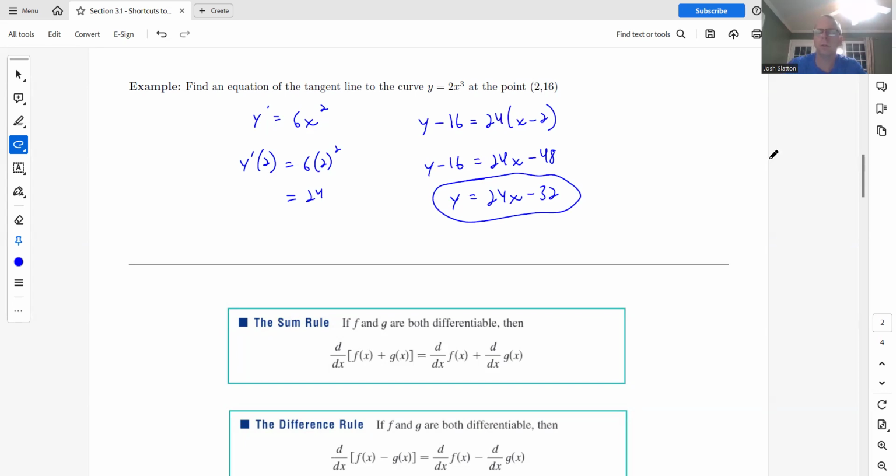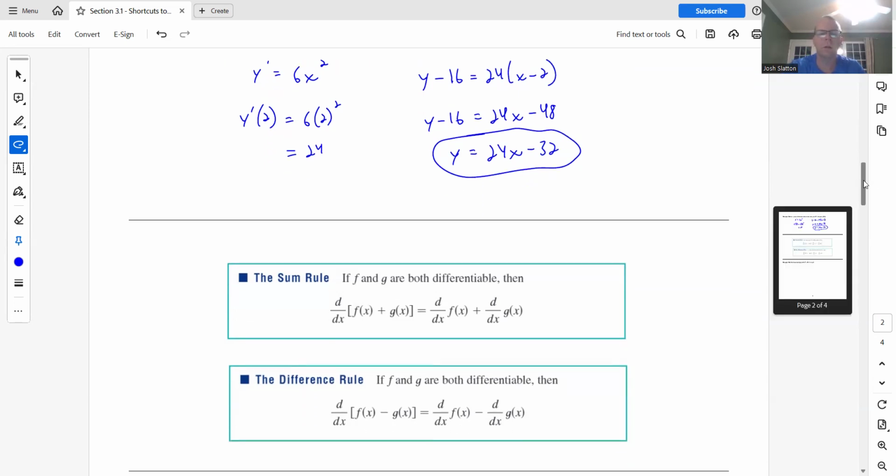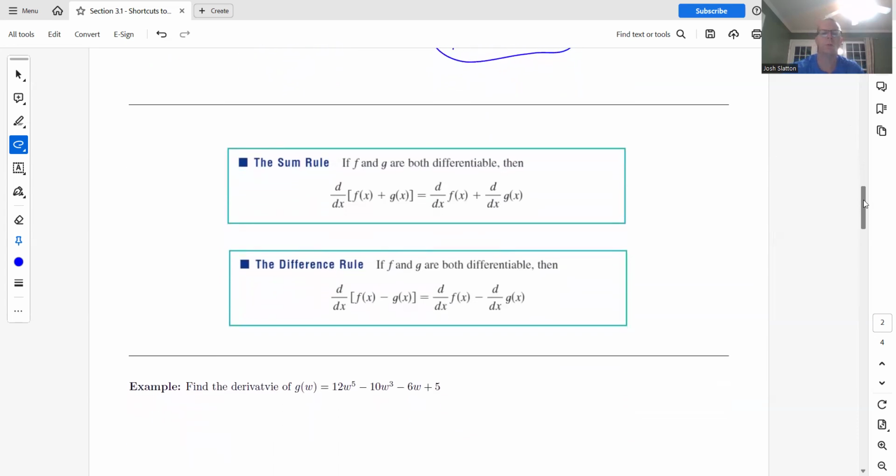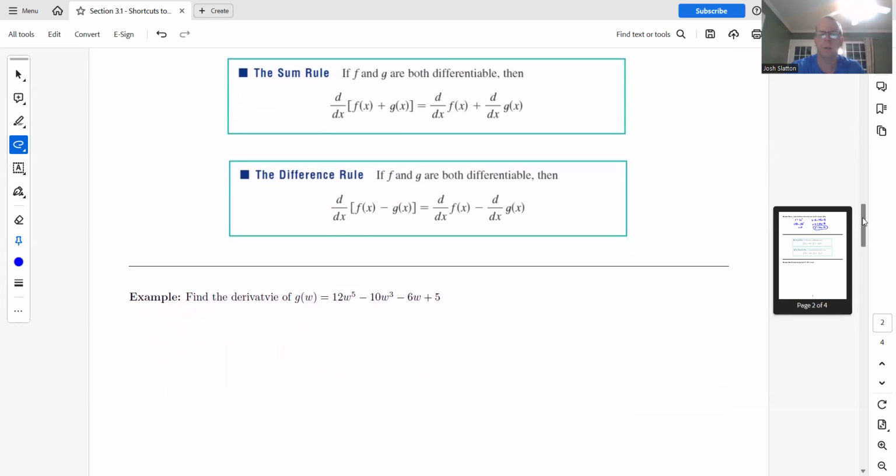Those are not too difficult as long as you remember that the derivative is the slope at a particular point. So we have the sum rule and the difference rule. These, if you remember from when we did limits, if you had the limit of the sum of two functions, you can just find the limit of each part and then add them together, or subtract as the case may be. Same thing with the derivatives.